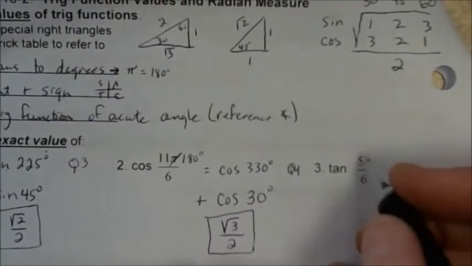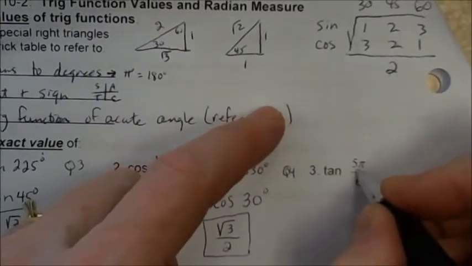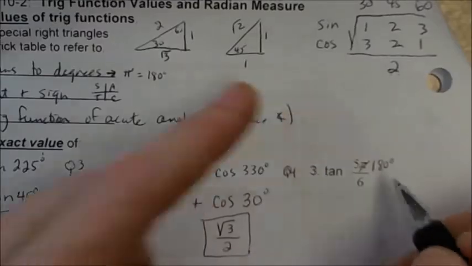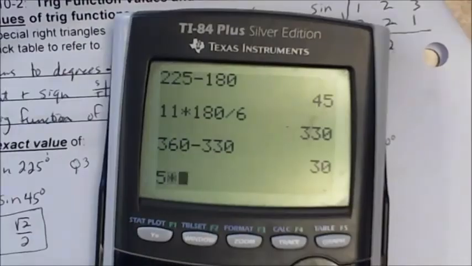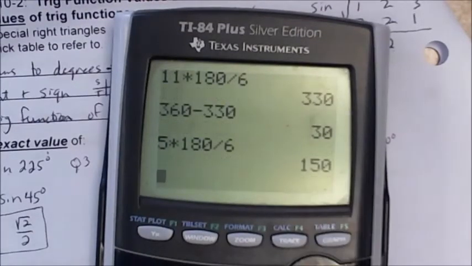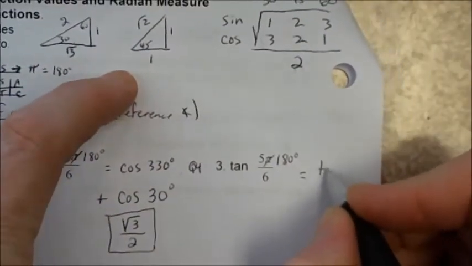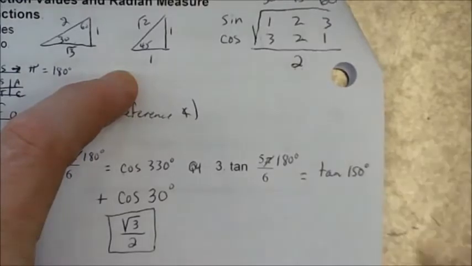The next problem, tangent of 5 pi over 6. Well, pi radians is 180 degrees. So 5 times 180 over 6 is equal to 150 degrees. So we're really asked to find the tangent of 150 degrees.